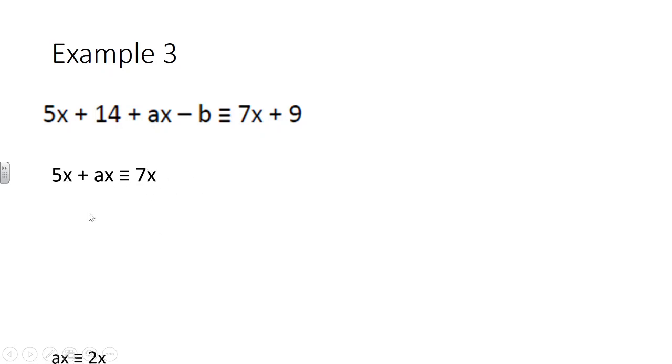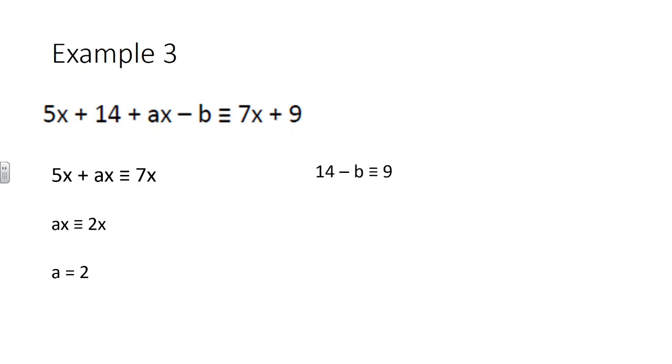So if I take off 5x's from both sides, I can see ax is identical to 2x, which means the a is 2. Now I'm going to do the same with the number part. Everything that is left on this side, so the plus 14 and the minus b, must be identical to the 9 on the right-hand side.